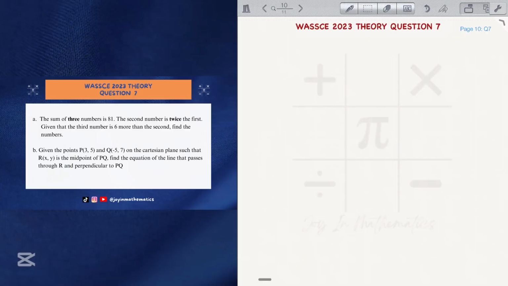Now let's move forward to question number 7. Question number 7 has two parts, A and B. Let's begin with question A.